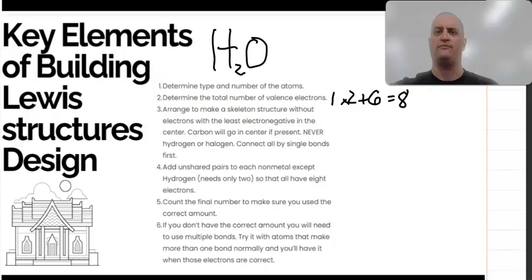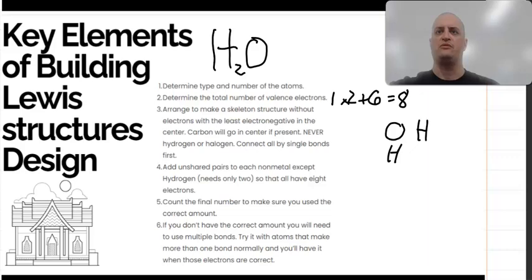total of 8. We want to make a skeletal structure with the least electronegative in the center. Carbon will go in the center if present, never hydrogen or halogen. So we have a hydrogen, so we have to have oxygen in the center with the hydrogens around it. It doesn't matter if it's on the top or the bottom. This is just showing what things are connected.